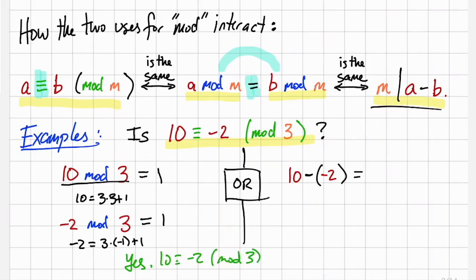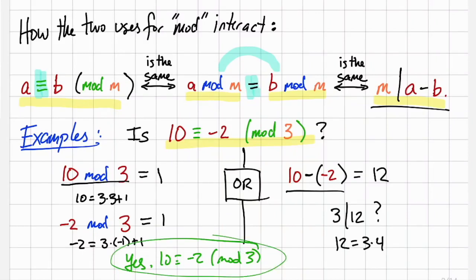Now let's do it the second way. Calculate 10 minus negative 2, that's 12. And does 3 divide 12? Yes, 12 is equal to 3 times 4. And so our conclusion is the same. 10 is equivalent to negative 2 mod 3.